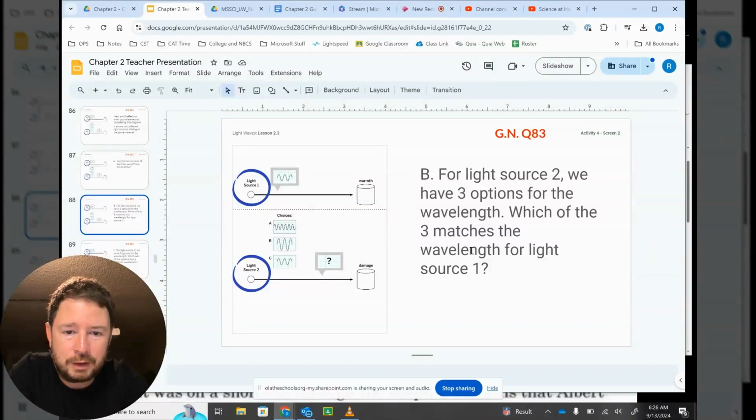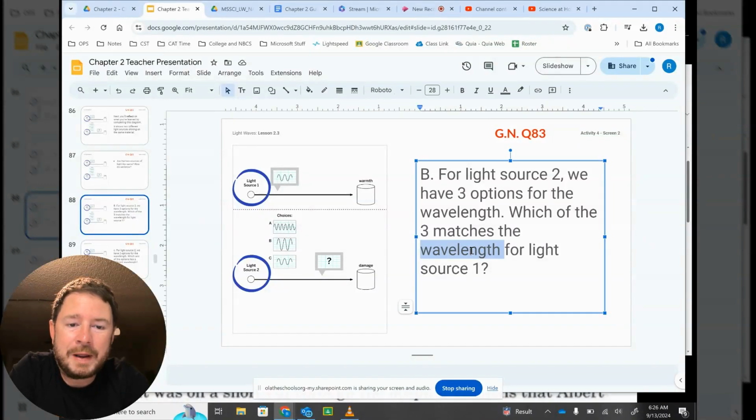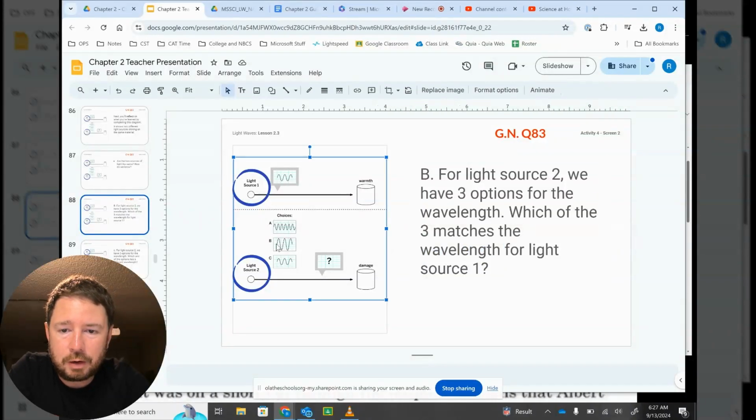Now, the tricky thing is we're just looking at the wavelength. And actually, B here also matches light source 1. If we followed the peaks up, this peak matches this peak. The middle peak going straight up matches the middle peak. The last one going straight up also matches this peak. So B has the same wavelength as C, and both of these have the same wavelength as light source 1. So B and C both match light source 1.